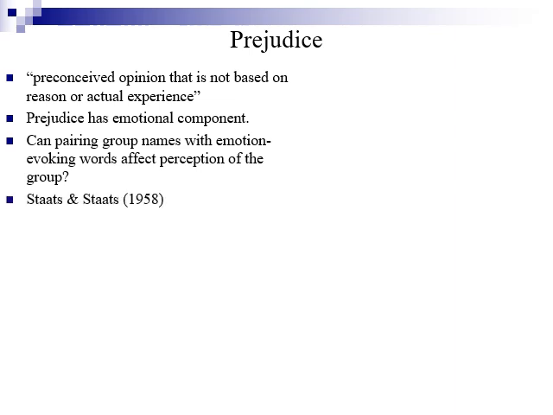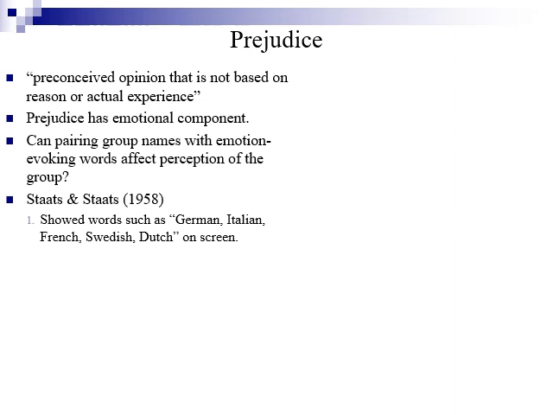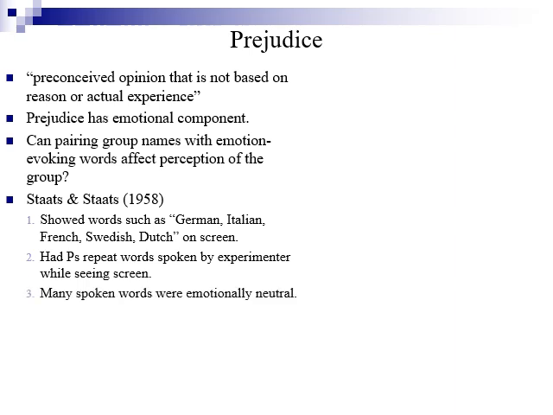So Staats conducted this experiment in which they showed participants names of nationalities. While they were seeing the name of the nationality, they heard the experimenter say a word, and the participants were instructed to repeat the word. Many of the words were emotionally neutral, but some were positive words, such as gift, sacred, and happy.